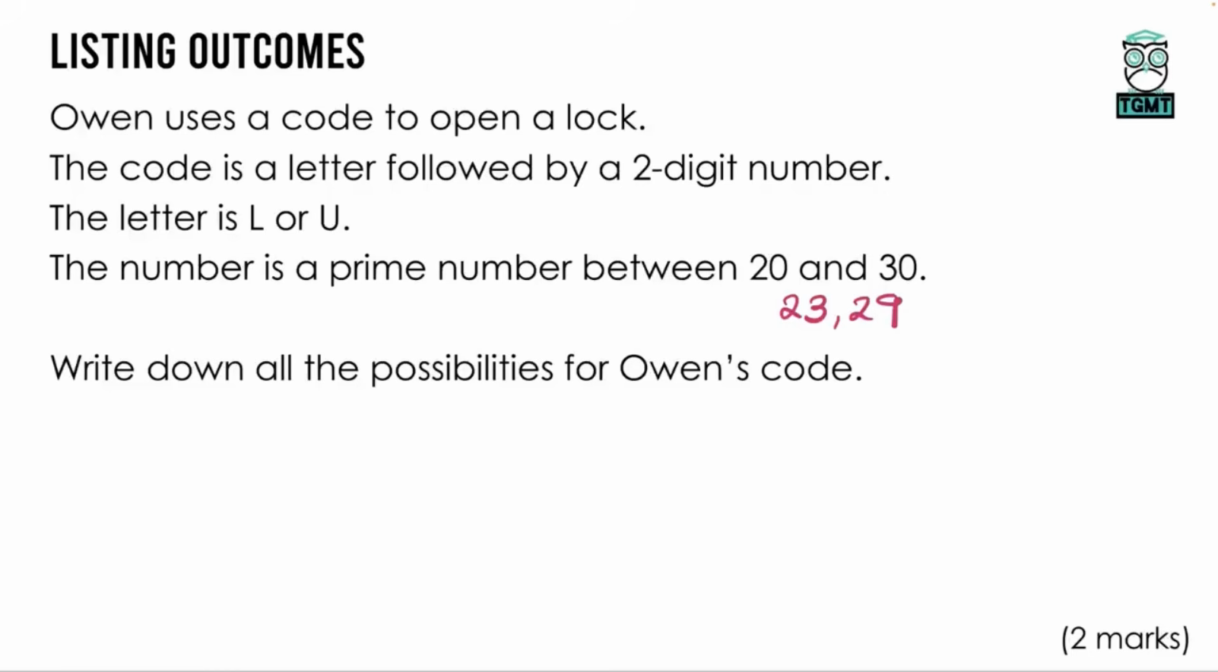So in terms of listing the sort of possibilities that we can have here, we could start with the L or the U and then put our prime number with it. So we could have 23 alongside the L, and we can also have 29. So 2 of the codes could be L23 or L29. We can have exactly the same numbers, but with the other letter. So we can have the letter U, which could go with 23, and we can have the U, which goes with 29, and there's our possibilities for Owen's code.